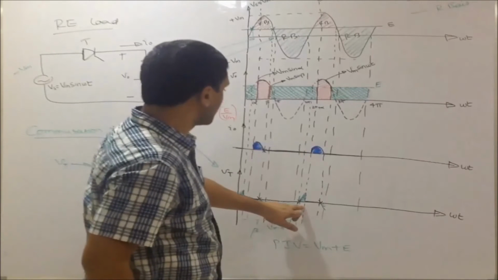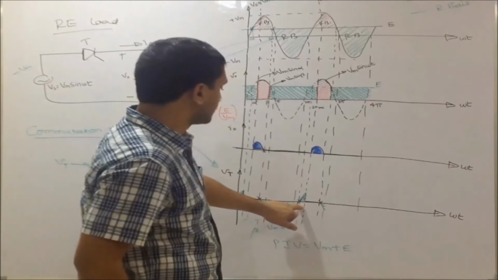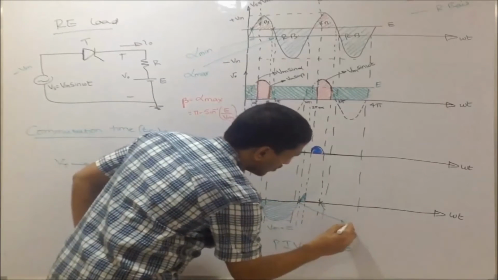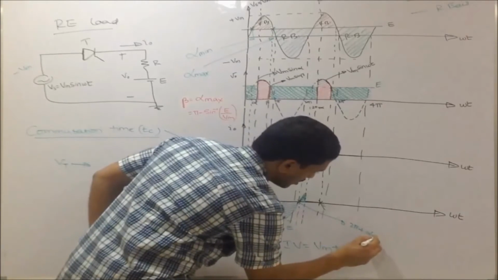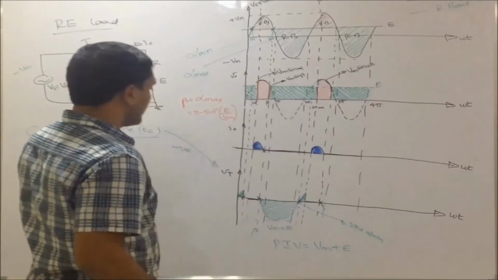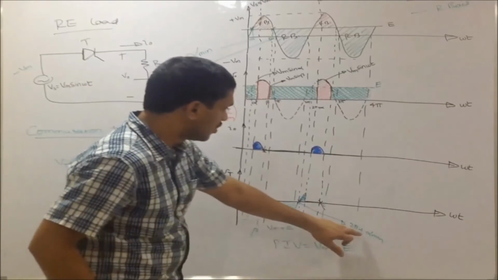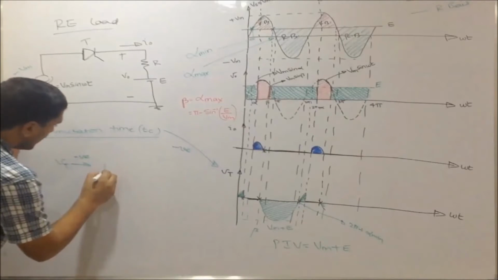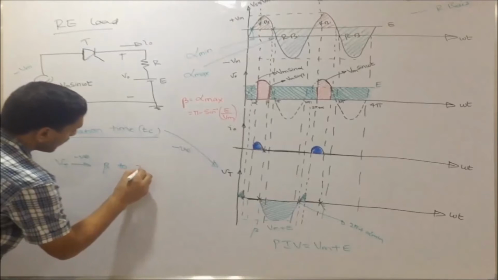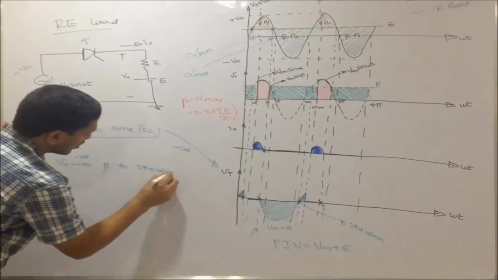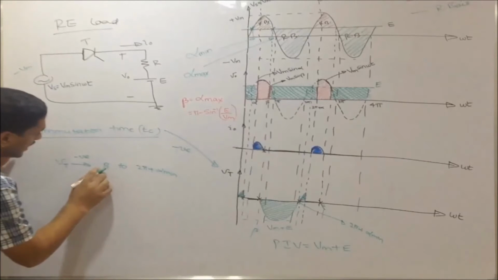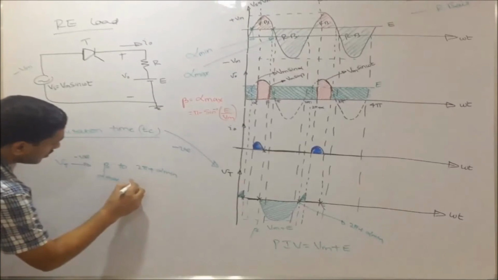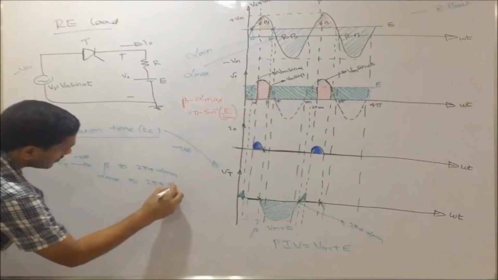What does this point refer to? This point refers to 2 pi plus alpha min. So my Vt is negative from beta to 2 pi plus alpha min. Already I have told you beta is alpha max. So Vt is negative from alpha max to 2 pi plus alpha min.